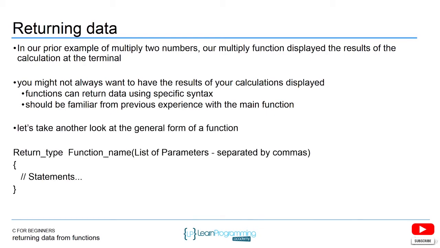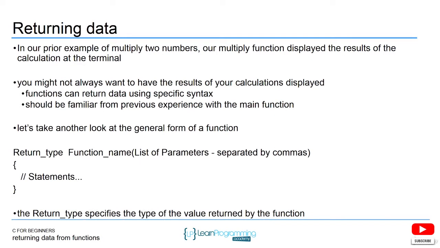Let's take another look at the general form of a function. Remember this function header? We had a return type, which was the word that was first defined, and then we had the name, and then we had the parameters separated by commas inside parentheses. We already know the name and the parameters. That first thing is the return type. The return type specifies the data type of the value returned by the function.